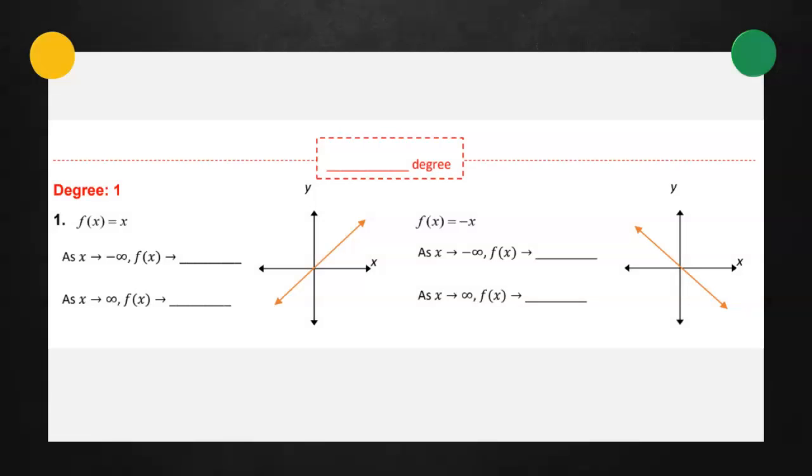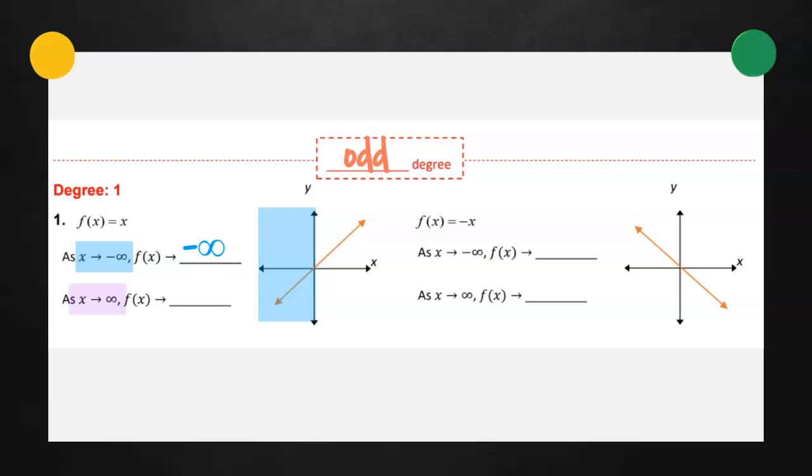So you see two different graphs, both have a degree of 1. We have x and negative x. Now the degree of 1 is an odd degree. So the way that we read this is as x approaches negative infinity, which means I'm going to look at the left side of my graph. I want to know what my function is doing, what f of x is doing. So it's approaching negative infinity. The end of the graph is pointing towards the negative y values. So f of x is approaching negative infinity.